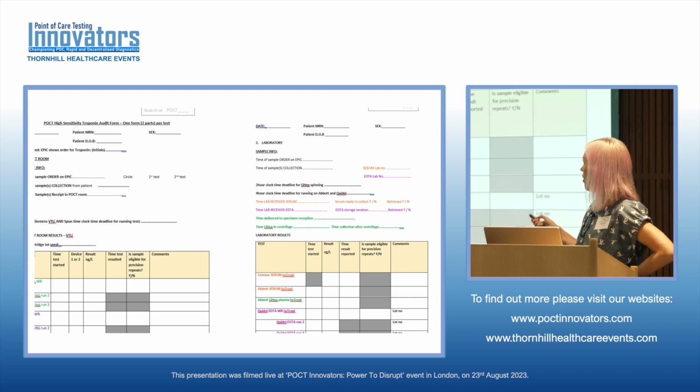So the first half would be on the ED side, recording all the patient information and the clock times of sample being taken, sample being ordered, and all that kind of thing, and double checking that they had actually got a lab troponin, because if they didn't, then that whole test was scrapped. And then doing the testing on the lithium heparin and the venous blood gas.